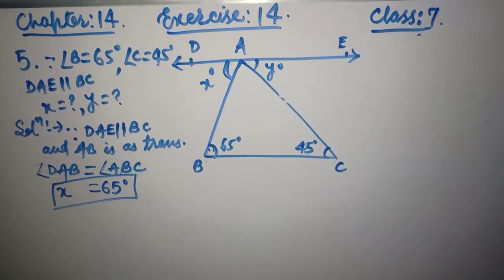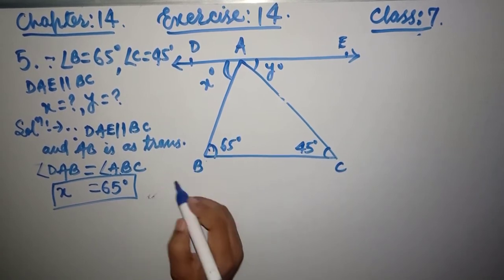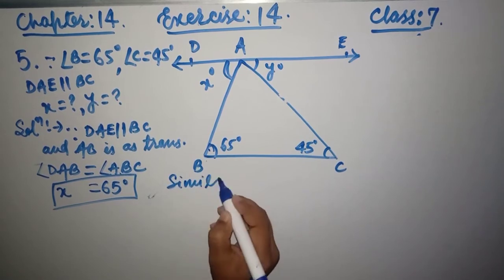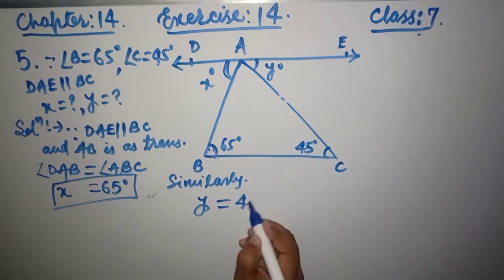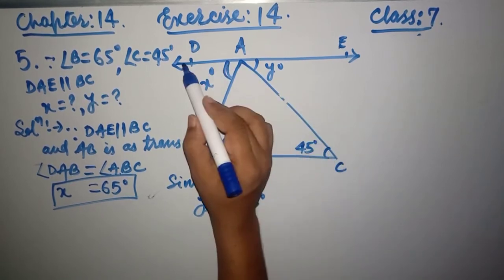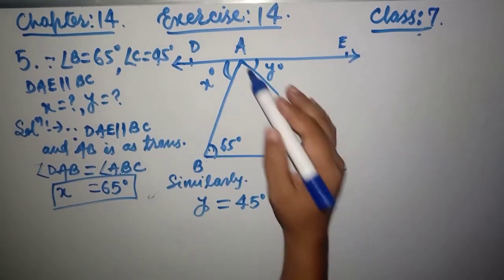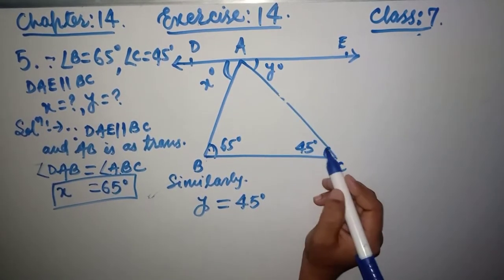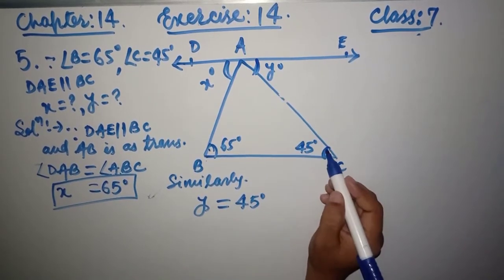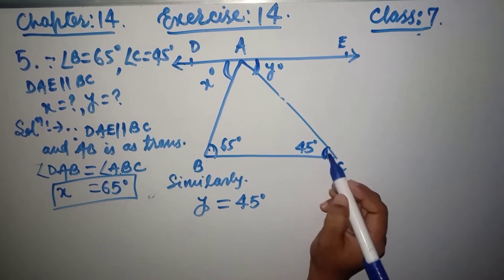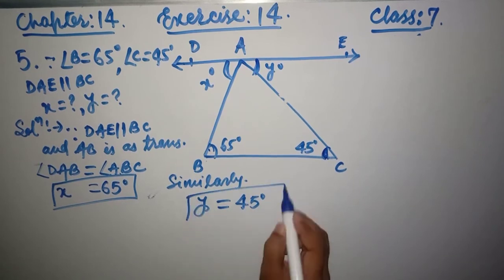Now similarly friends, we can find out that angle Y is equal to 45 degree. Look at friends, DAE is the line which is parallel to BC and AC is the transversal. So these two angles are alternate interior angles, and alternate interior angles are equal. So Y is equal to 45 degree.